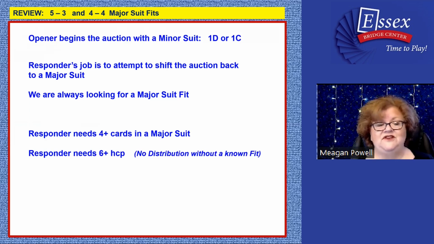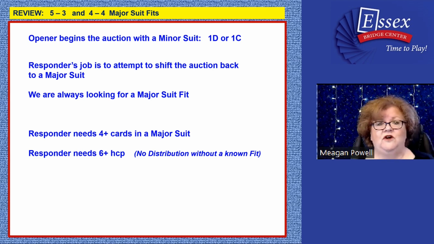Responder also needs at least 6 high card points. That's what a responder needs to say anything in a suit auction. Now, you're not adding distribution. There is no guarantee that your partnership will have a major suit fit. And right now, responder, you don't know if you do. You only add distribution when you know for sure there's an 8-card fit. So responder is operating on high card points only.